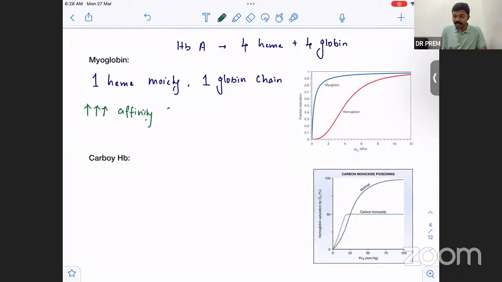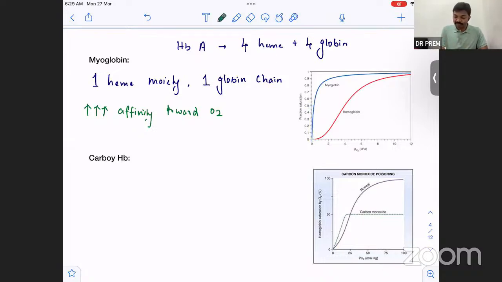Very, very, very high affinity towards oxygen. As a consequence, even though one oxygen is going to combine with heme of myoglobin, there is going to be a significant affinity, and as a consequence, you can clearly see the curve. The curve is practically touching the y-axis, people. So here, 50% of hemoglobin is saturated hardly at 5 or 6 millimeters of mercury oxygen.